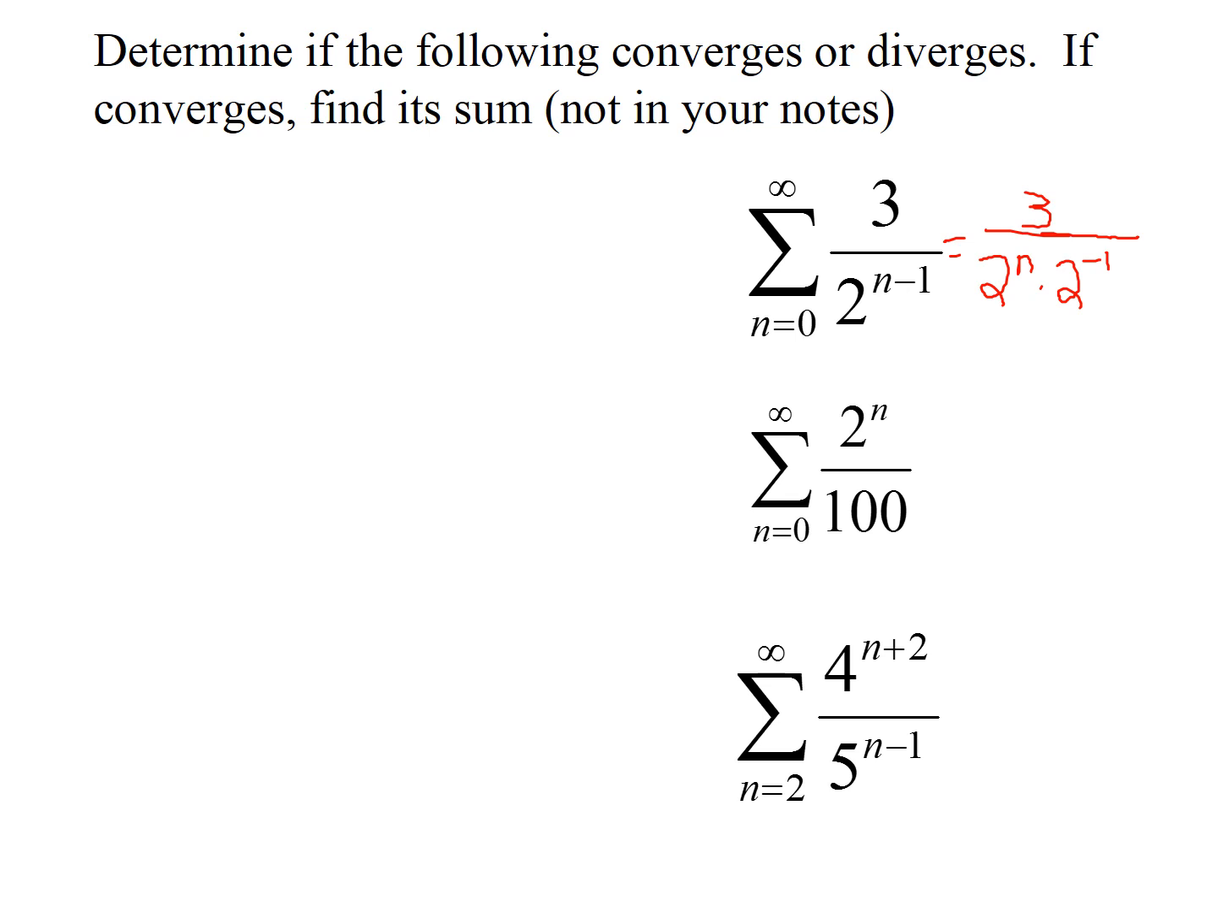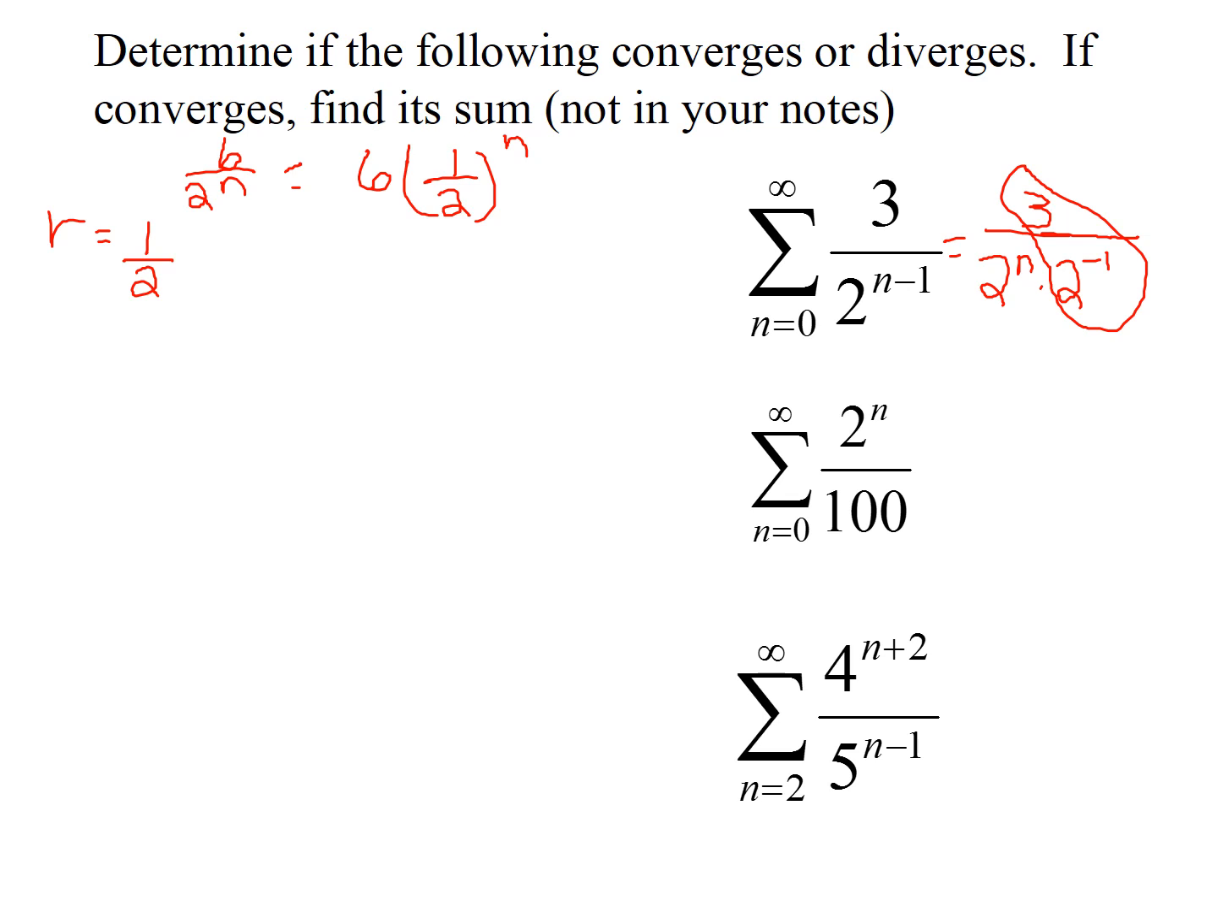So to find out r, all of this is considered a constant. So I have 3 times 2 to the negative 1. That'll come up to the top. So I could actually write this as 6 over 2 to the n, or I could write it as 6 times 1 over 2 to the nth power, which makes my r 1/2.